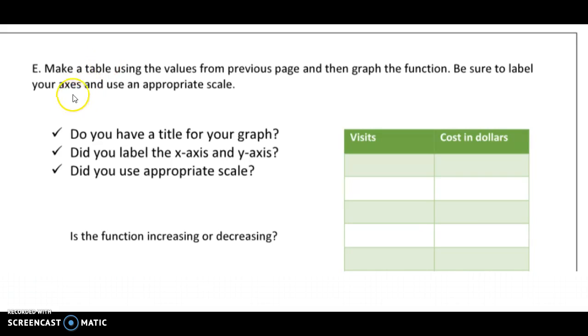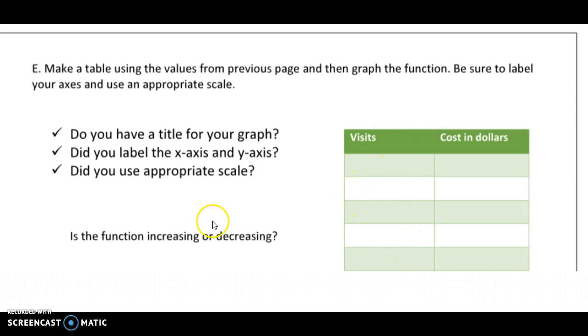So in this video we're going to make a table using the values from the previous page, and then we're going to graph the function. We're also going to label our x-axis and use an appropriate scale. When creating a graph, we've got to make sure we have a title for the graph, label our x-axis and y-axis, and use an appropriate scale. I'll talk more about what it means to have an appropriate scale, but first, we need some data points.